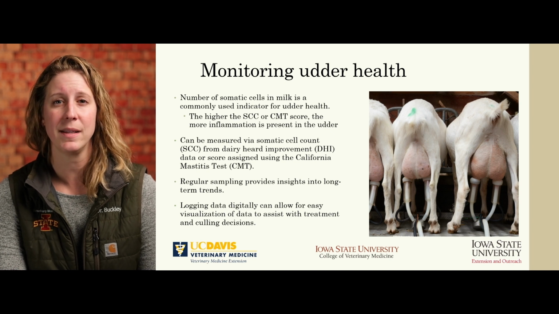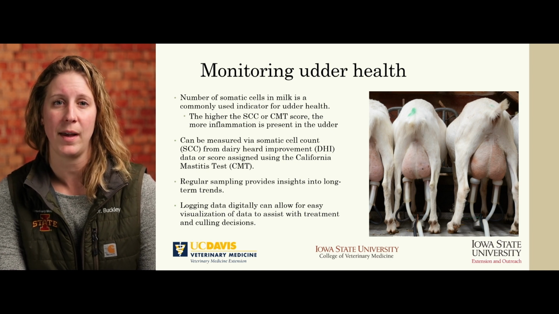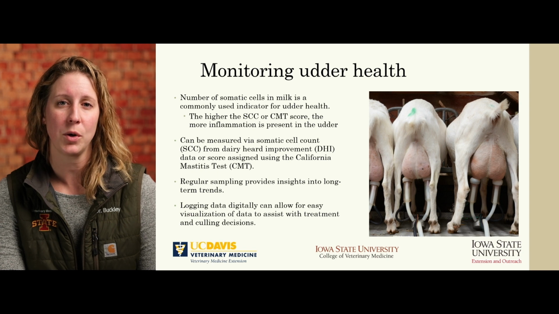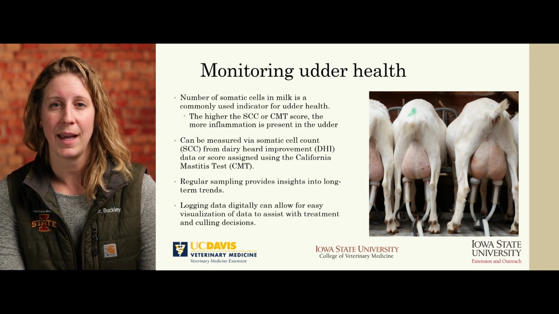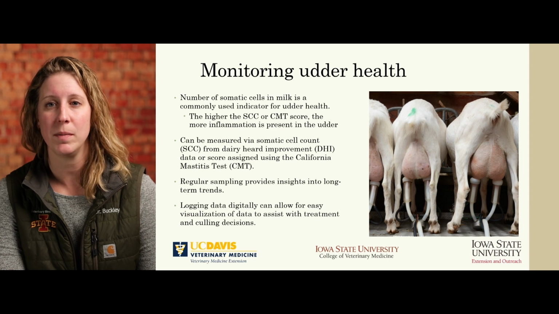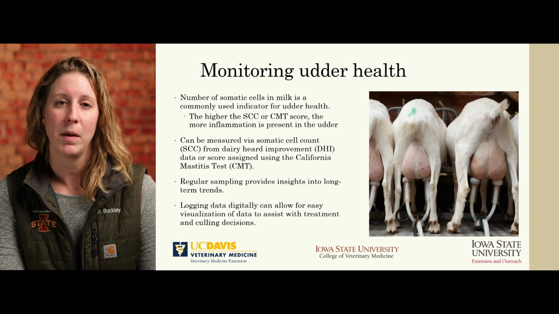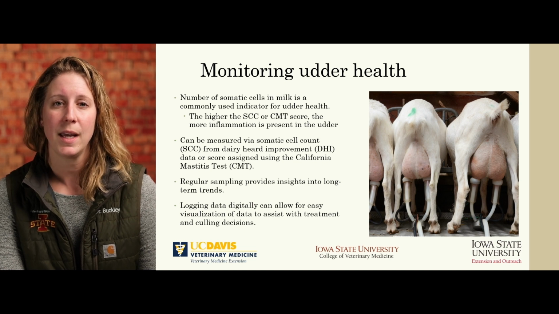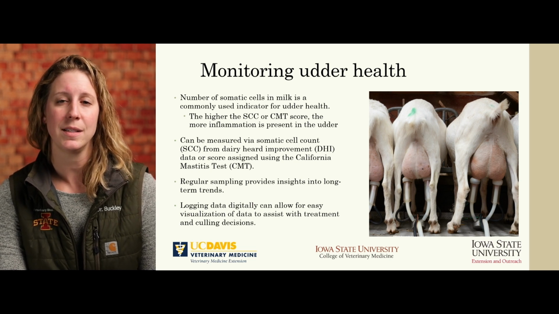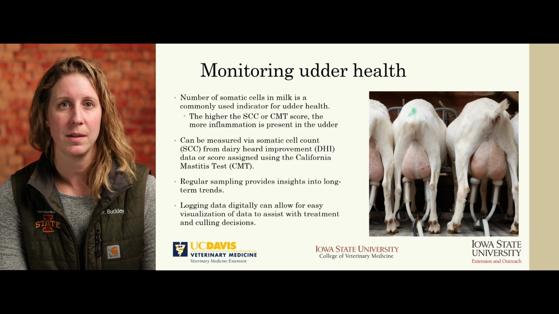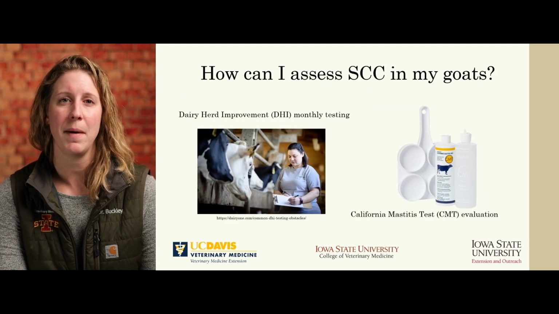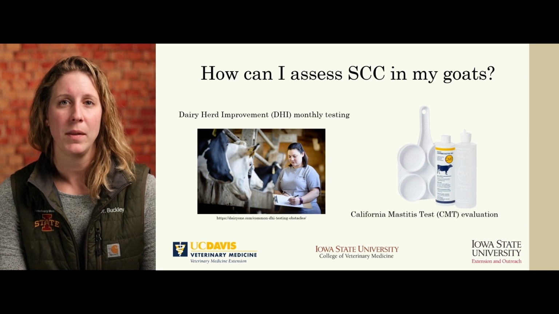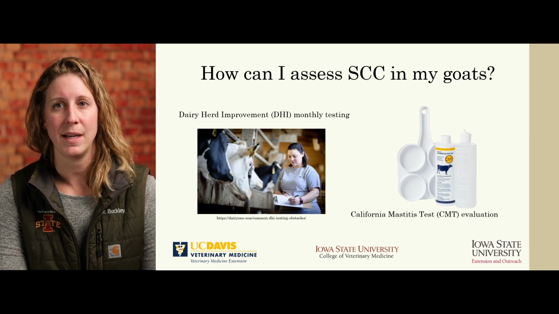By tracking somatic cell counts and production metrics throughout lactation, we can identify trends in our goats' udder health. Deviation from these trends may indicate a problem and provide a signal that treatment is necessary. Tracking monthly test data in digital software, even a digital spreadsheet, can make it easier to visualize data and detect changes in production metrics. There are two main tools that are commonly used to evaluate somatic cell count: DHI monthly testing and the California mastitis test.